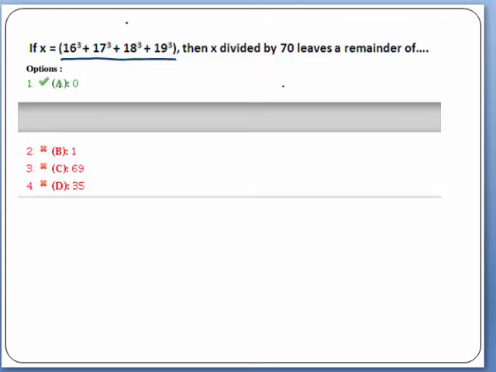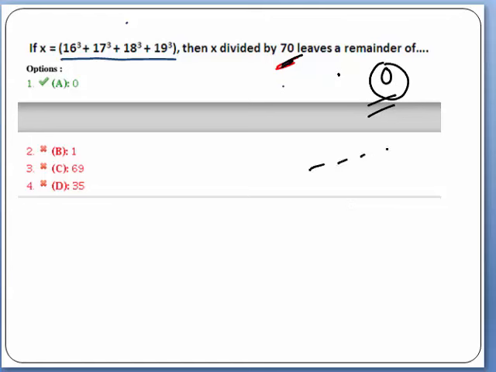You have to find the sum of 16 cube, 17 cube, 18 cube and 19 cube, and then divide that number by 70 to identify the remainder. The important and interesting point to note here is that any number, if it has to be completely divisible by 70, must have a 0 at its units digit place.